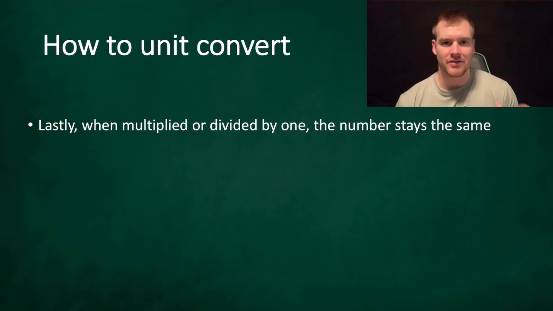So really that method of canceling tells us three things. The top and the bottom cancel when it's the same value. As long as we have the same value on the top and bottom, it's equal to 1. And when you multiply something by 1, or divide it by 1, it's not going to change the value. So let's see how this applies to unit converting.